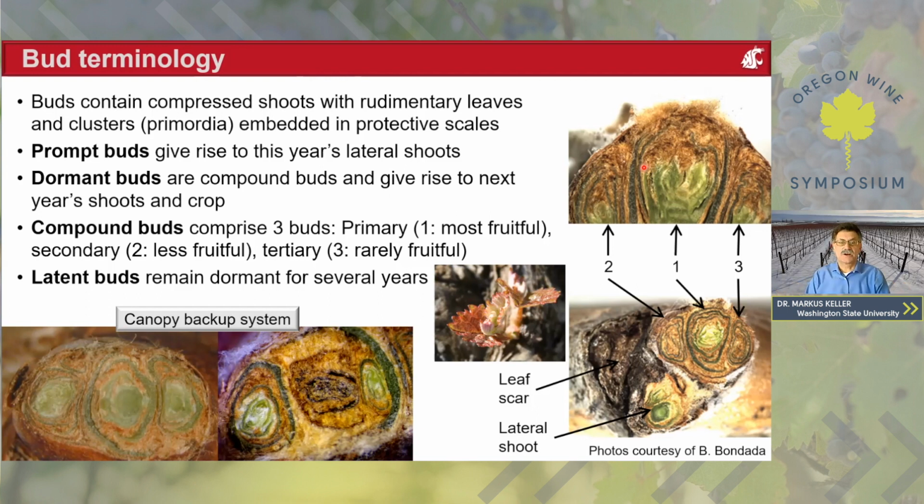So these buds are on the shoot, in the leaf axil of the shoot. You can see the leaf scar. This is a dormant bud down here. The leaf scar off to the side, the leaf from last year.